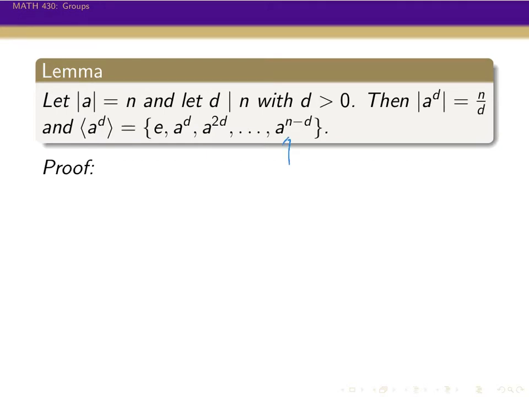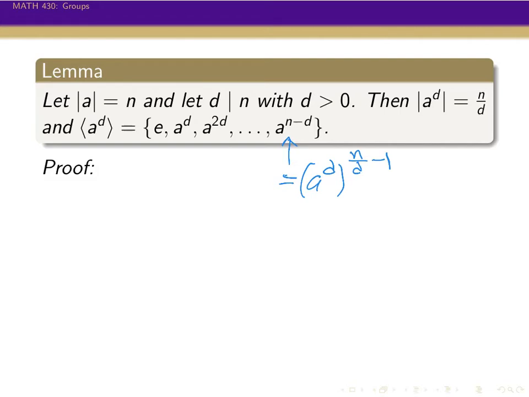minus d. To be precise, this is equal to taking a to the d and applying it to itself n over d minus 1 times. And if you multiply the d through, you can see that it simplifies down to a to the n minus d. Okay, so let's prove this.